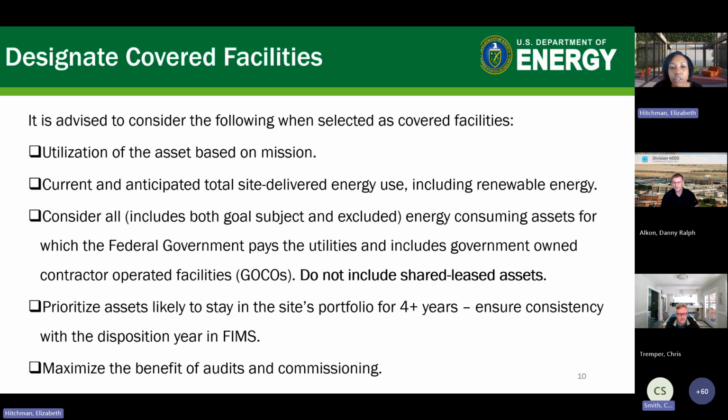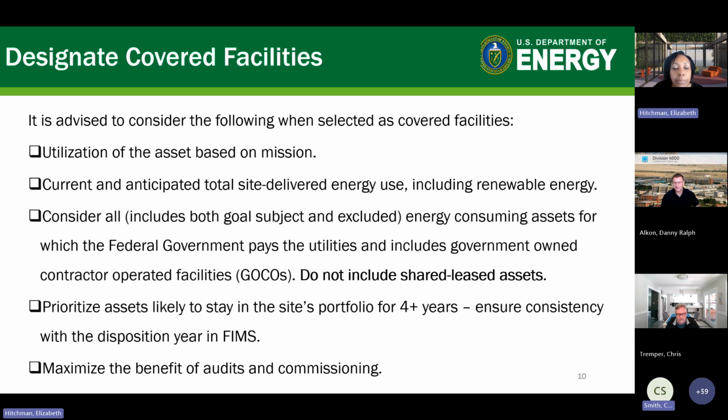It is advised to consider the following when selecting a covered facility. Assets should come from the same servicing utility, so you cannot have two different utility bills for this building, to facilitate the data aggregation. You have to rank the assets with the greatest energy use in descending order until the 75% of total energy use threshold is reached. If you're unable to meet the 75% threshold, please reach out to your program office or SPO for advice on how to deal with those that don't meet the 75% threshold.